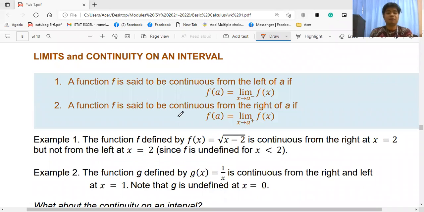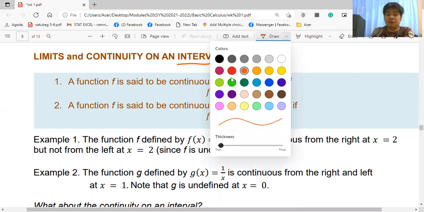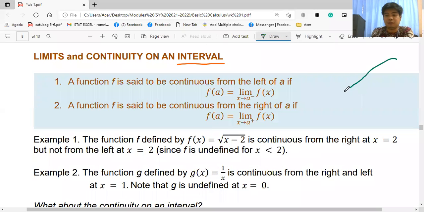Now let's talk about the limits and continuity on an interval. So, interval naman ang pinapatunayan natin ngayon. Kung halimbawa may isang graph, there is a graph here. You are going to identify kung hanggang saan continuous yung graph. Okay? Yun ang sinasabi ng interval. So, we're referring to the set of x values wherein the function is proven to be continuous on this set or interval. Now we have the two conditions.